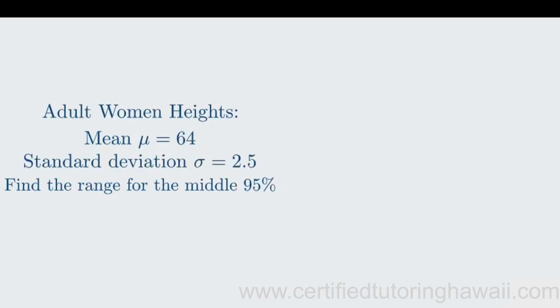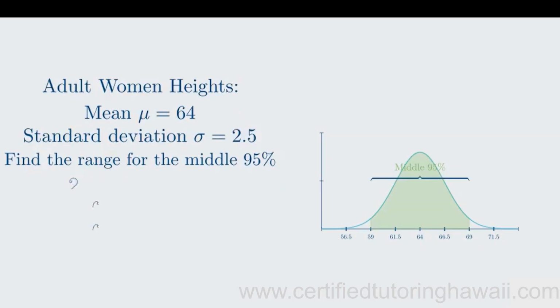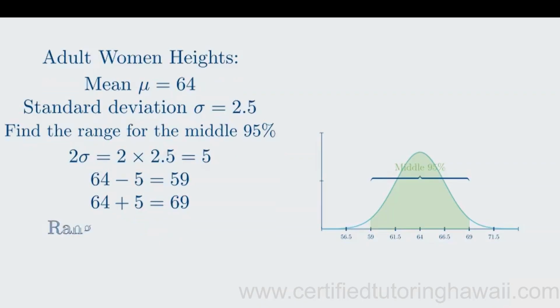Suppose the heights of adult women in a certain city follow a normal distribution with a mean of 64 inches and a standard deviation of 2.5 inches. On the right, we have our normal curve labeled with 64 at the center and marks at intervals of the standard deviation. If we want to find the heights that represent the middle 95% of women, we look at the range within 2 standard deviations of the mean. Since one standard deviation is 2.5, 2 standard deviations is 5 inches. 64 minus 5 is 59. 64 plus 5 is 69. So, approximately 95% of women in this city are between 59 and 69 inches tall.